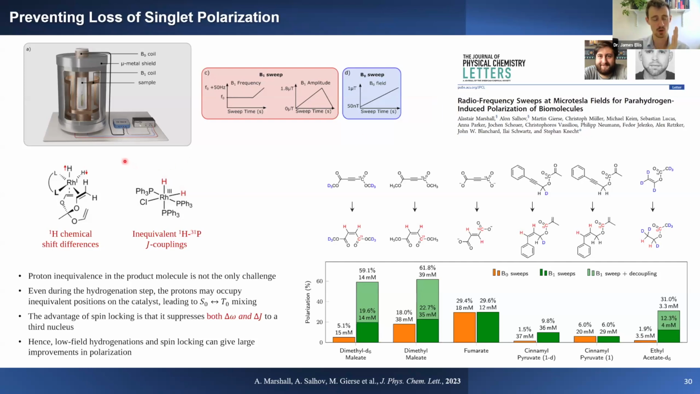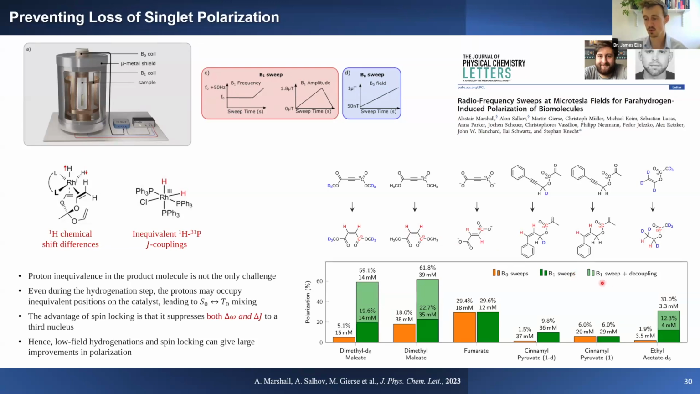So what I've just talked about is chemical shift differences between the protons that can lead to singlet triplet mixing. But another thing that can happen is we can have inequivalent J couplings on the catalyst, for example, during the hydrogenation. And if we have inequivalent J couplings, this can also lead to singlet triplet mixing and loss of polarization. So what they showed in this work is, well, it showed a few different things.